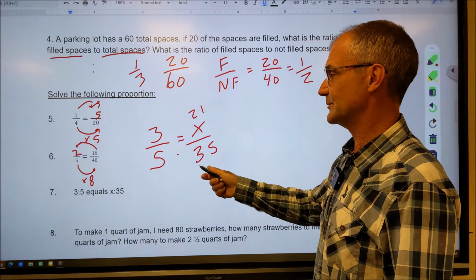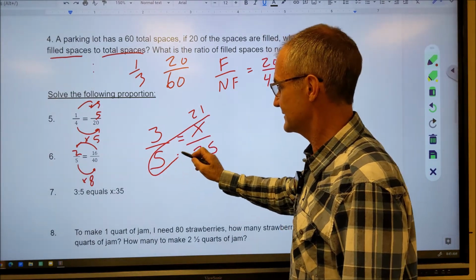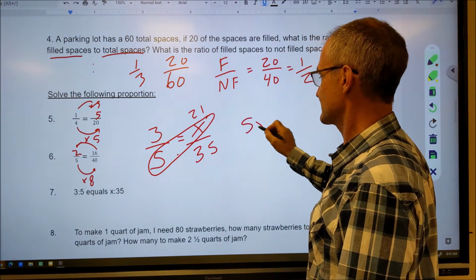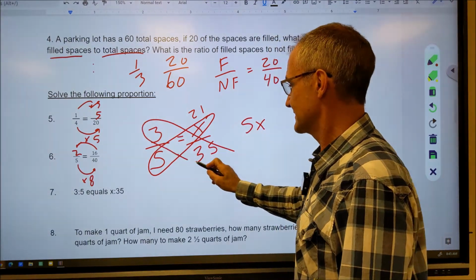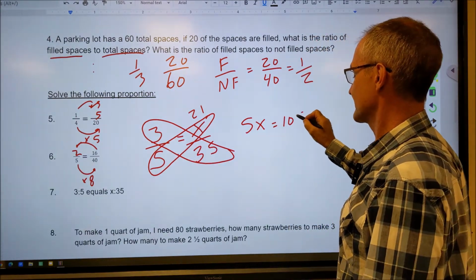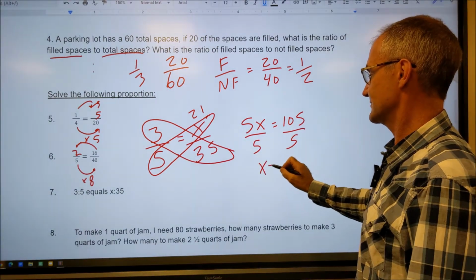The other way to solve proportions as well is to cross multiply. Take the lower left times the upper right. 5 times x is equal to that times that, upper left to lower right, 105. Divide both sides by 5. And I can see that x is equal to 21.